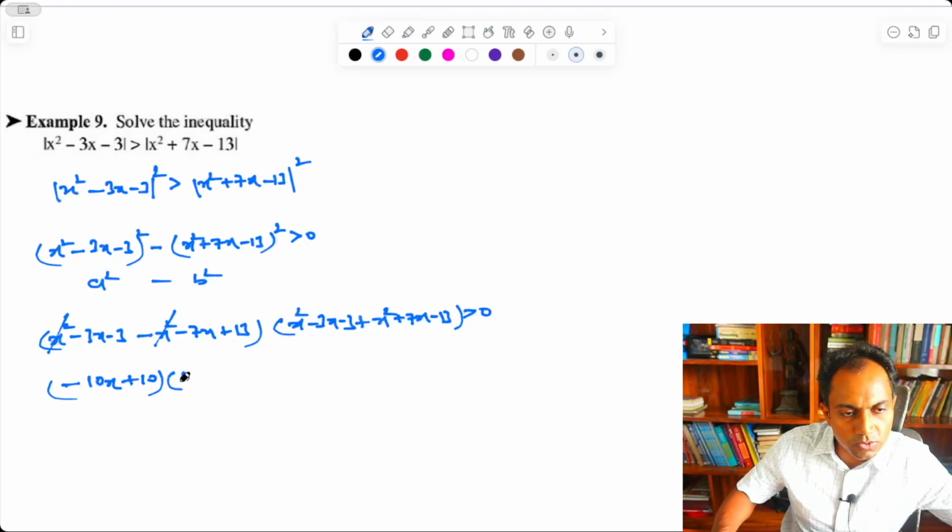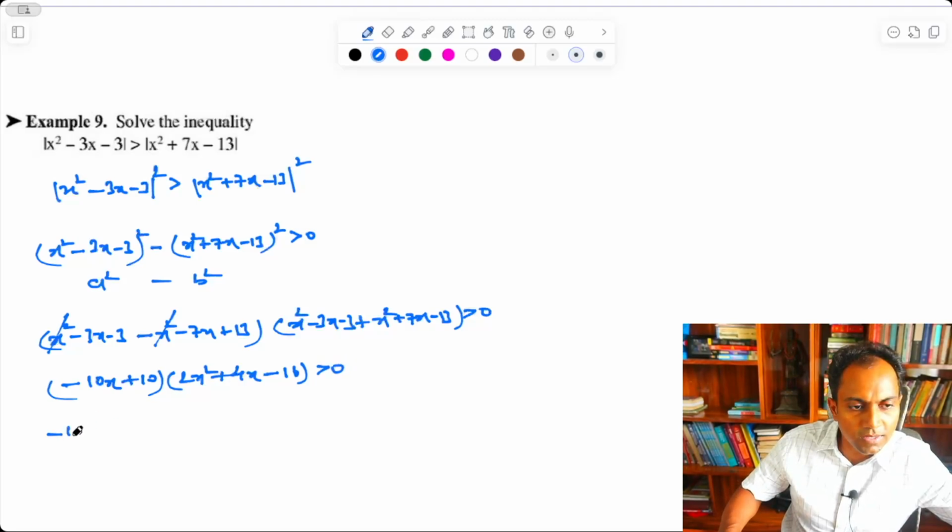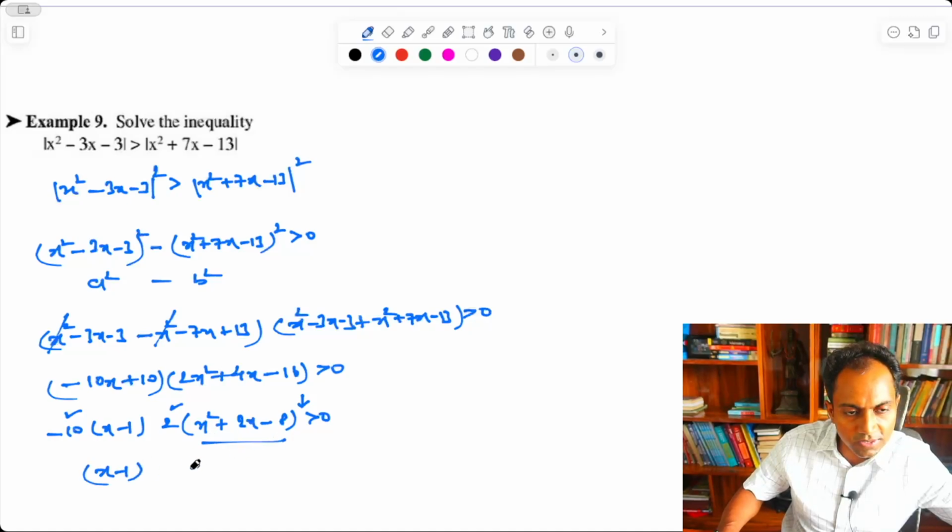The part becomes 2x square plus 4x minus 16 is greater than 0. If I take minus 10 common, becomes x minus 1. And if I take 2 common, becomes x square plus 2x minus 8 is greater than 0. If I take this minus 10 and 2 on the other side, this middle sign will get flipped. So this becomes x minus 1. We can factorize this as well. Becomes x plus 4 into x minus 2 is greater than 0.